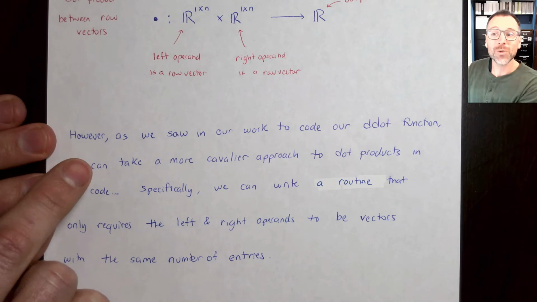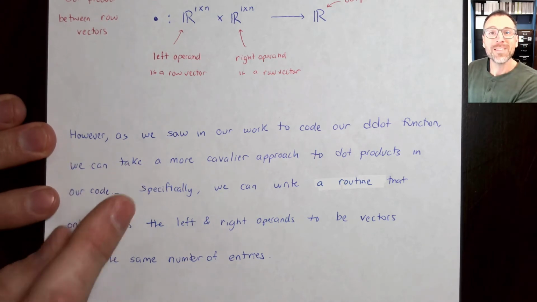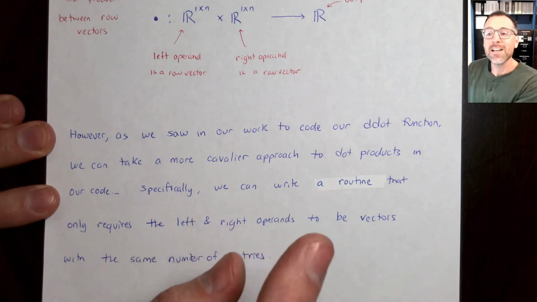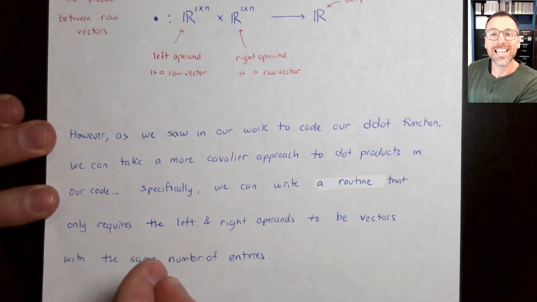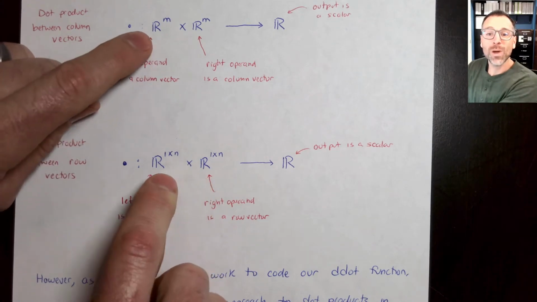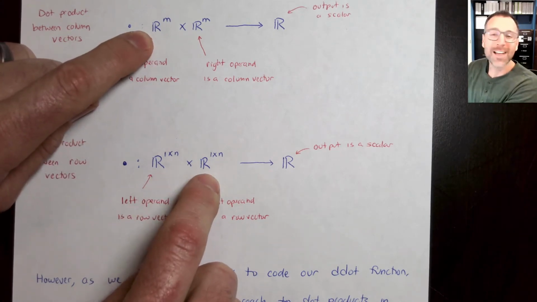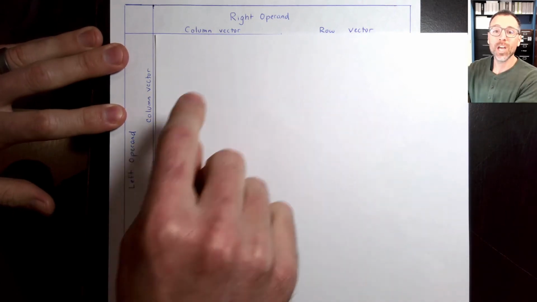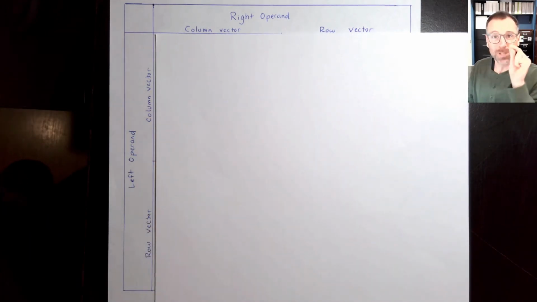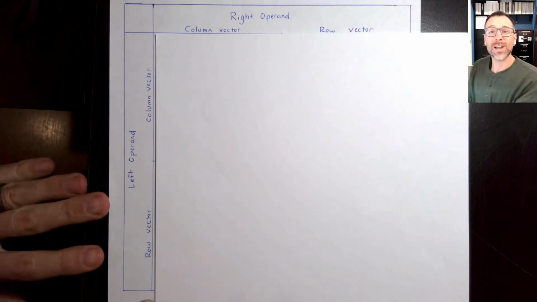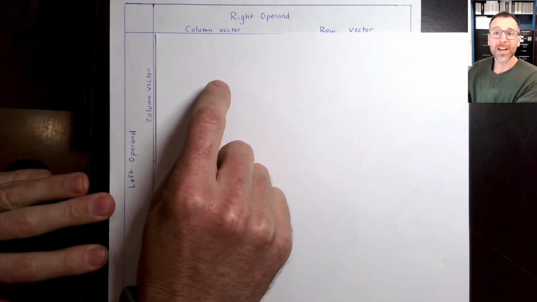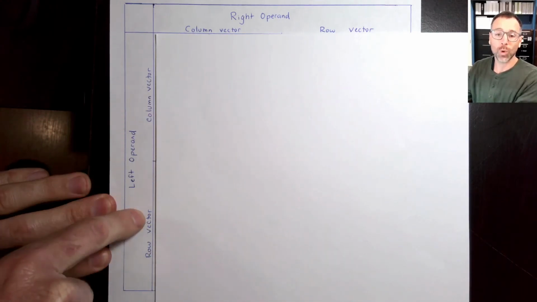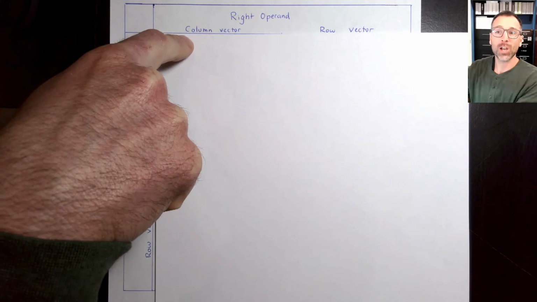If you remember back to our work with the ddot function, we can take a little bit of a cavalier approach from the standpoint of formal mathematics. Specifically, we can define routines in MATLAB that allow us to deal with left and right inputs that do not have identical sizes. Remember that the dot product is an operation that takes two inputs. So we've got the left operand, the one that shows up to the left of the dot, and the right operand, or the right argument, the one that shows up to the right of the dot. And there are different options. The left operand could be a column vector or a row vector. The right operand can be a column vector or a row vector.